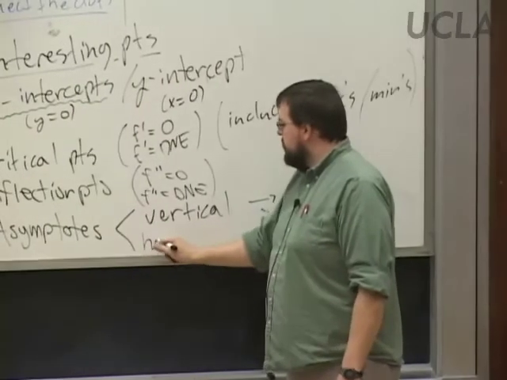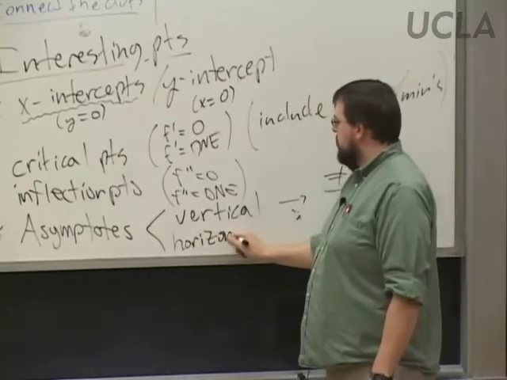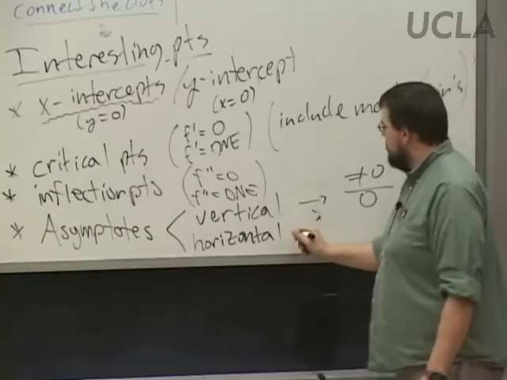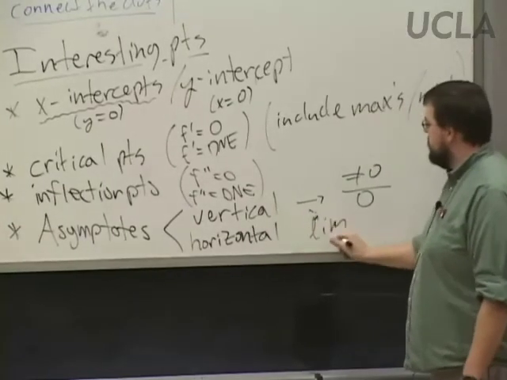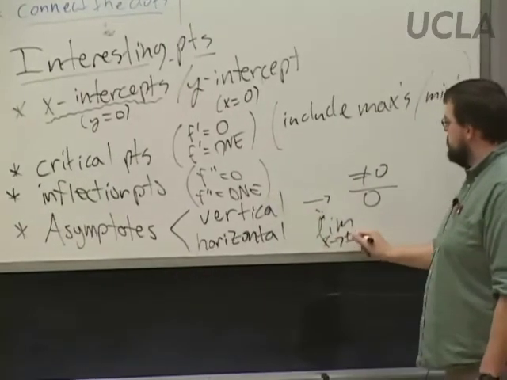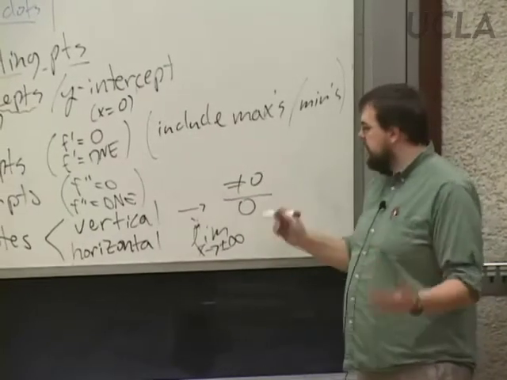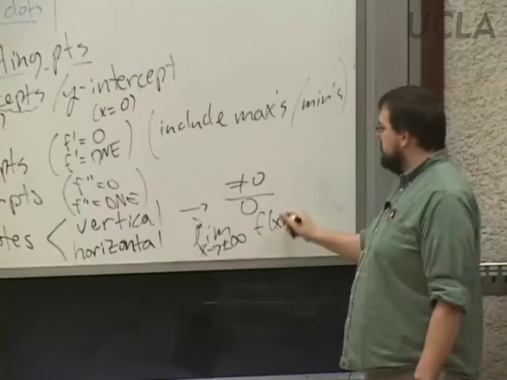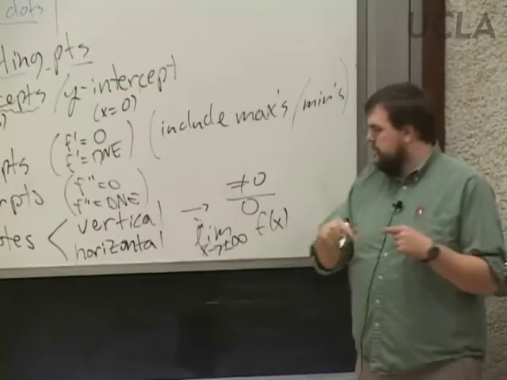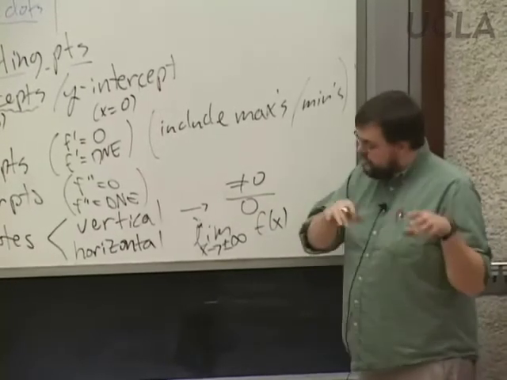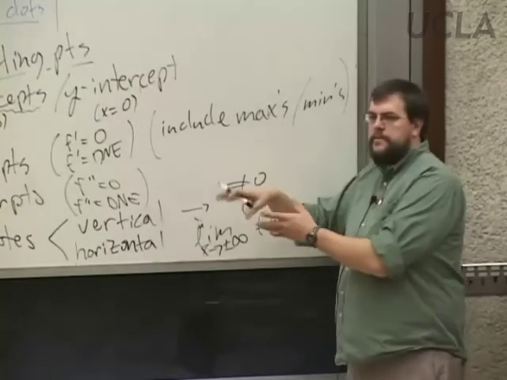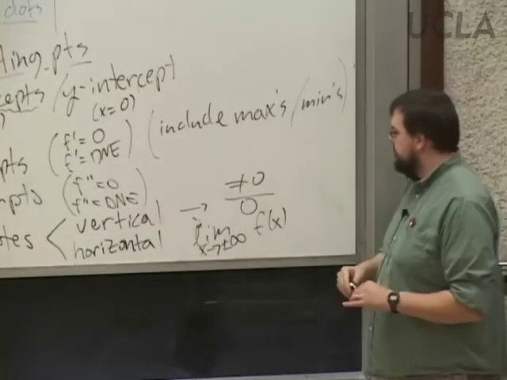Now, another kind of asymptote is horizontal. Basically that's saying what's happening to my function as I go to very large x values. So the limit as x goes to plus infinity and negative infinity of f of x. Technically, you really should have two kinds of horizontal asymptotes. You have a horizontal asymptote as you go to positive infinity, and you have a horizontal asymptote as you go to negative infinity.